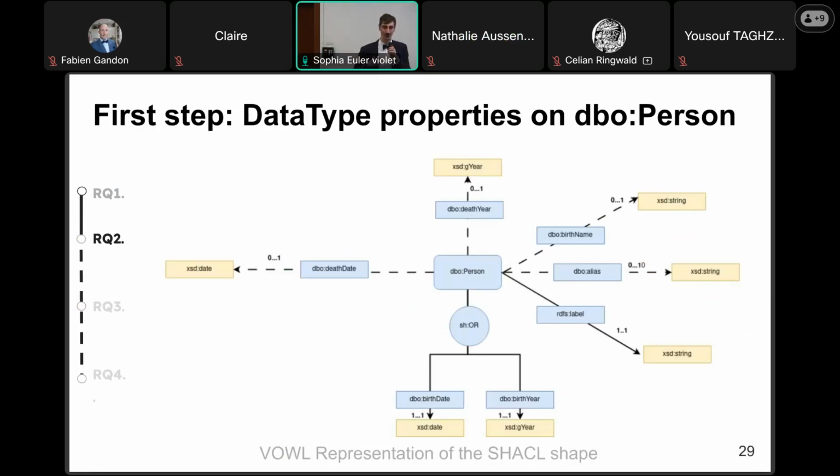Okay, and our first step was to focus only on the person class expressed by DBpedia. So our SHACL shape here is focusing on the person and is also targeting seven properties. Some of these are mandatory: the birth date, the birth year, and the label. And the others are optional: the death date, the death year, the birth name, and the alias.